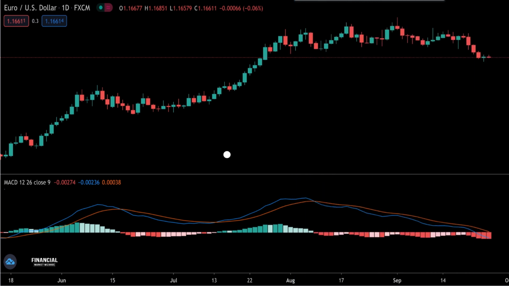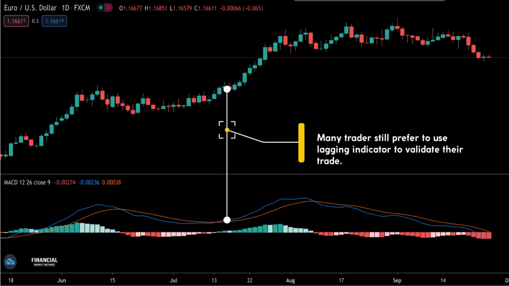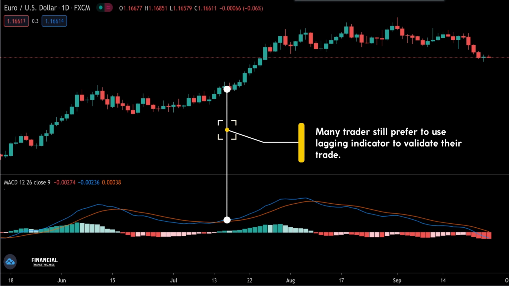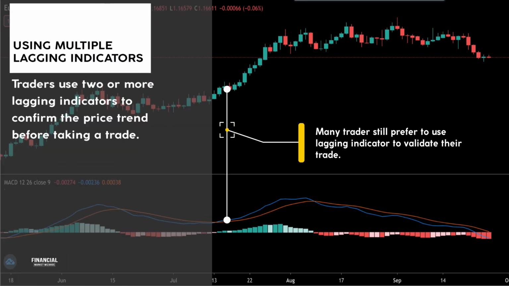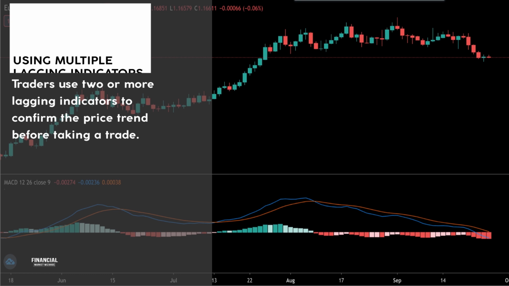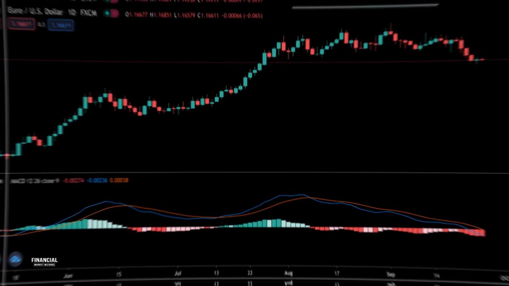Even with the late signals, many traders still prefer to use lagging indicators as it helps them further validate their trading decisions. It is rather common to see traders use 2 or more lagging indicators to confirm the price trend before taking a trade. While this may seem like a safe and accurate way to trade, do not let this create a false sense of certainty that you know for sure what the market is going to do.